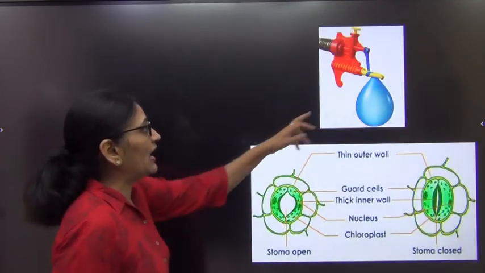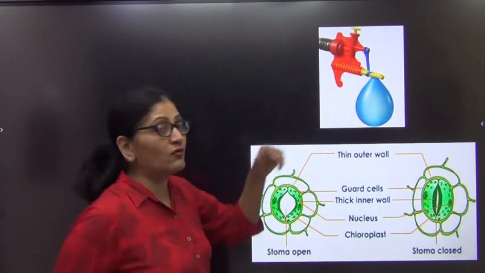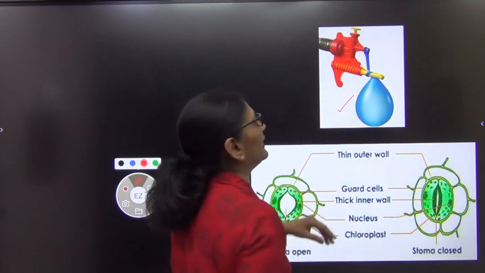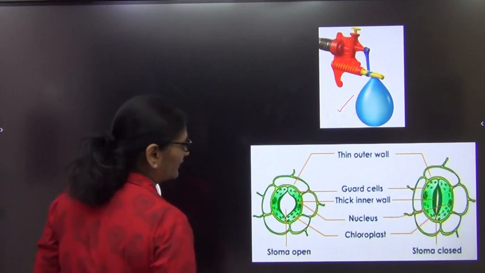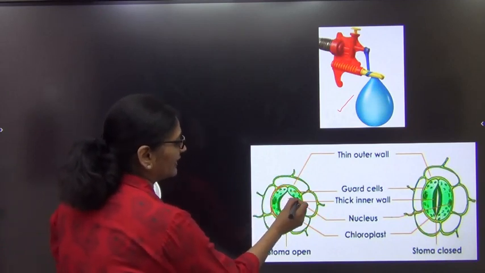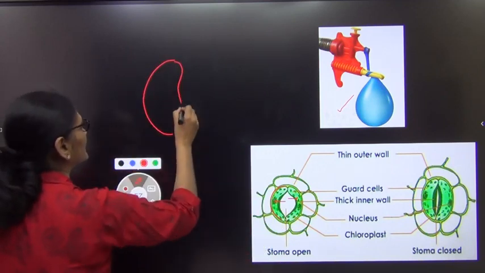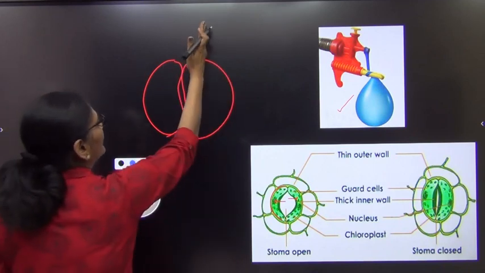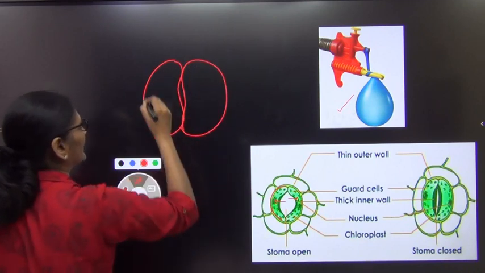Look here. I'm filling water inside the balloon. And because the wall of the balloon is thin and elastic, as I'm filling up the water, the wall is basically stretching out. Similarly, the outer wall of the epidermis is just like the wall of a balloon, right? So if you fill water in this guard cell, now hear me carefully. This is my guard cell. How did I say is the outer wall? I said the outer wall is like a balloon. It is thin and elastic.